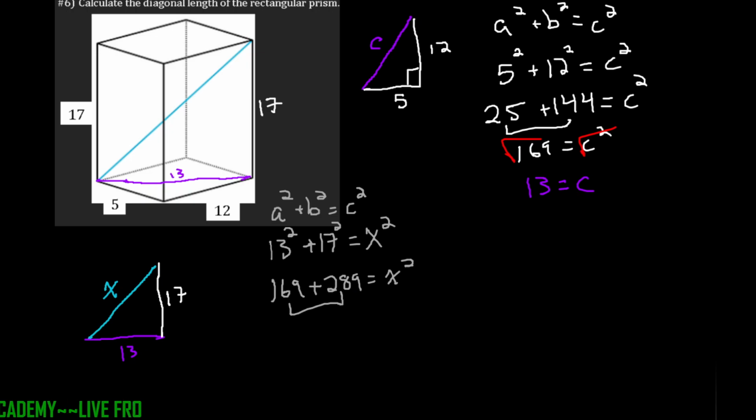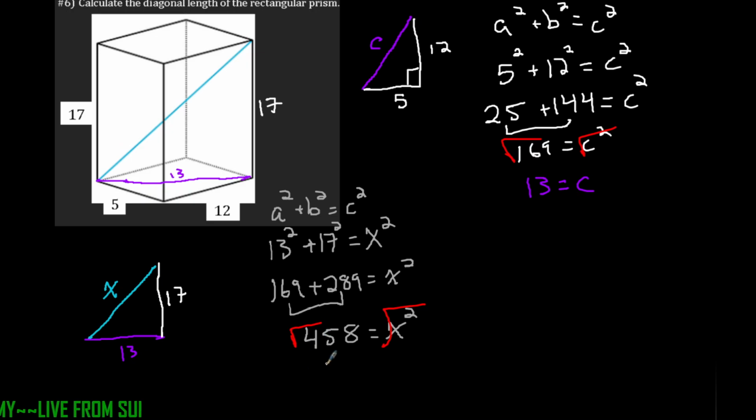I need to add these two together. So I need to add 169 to it. There we go. 458. So 458 equals x squared. Take that square root. So we say, I do square root of 458 is going to be about 21.4.